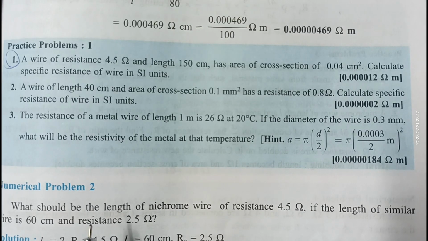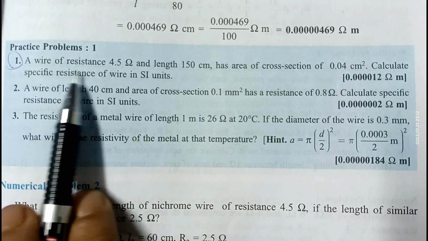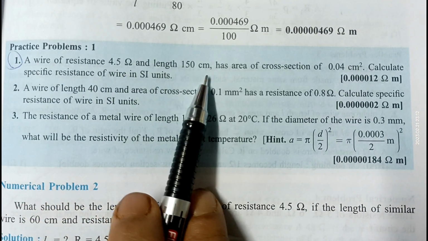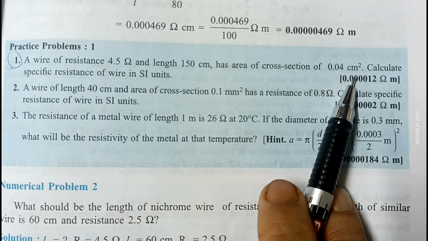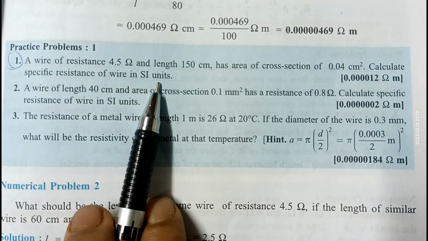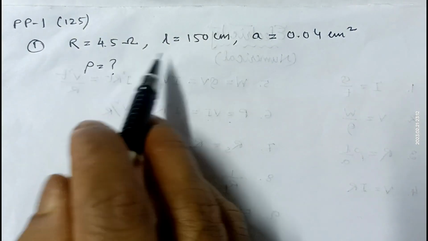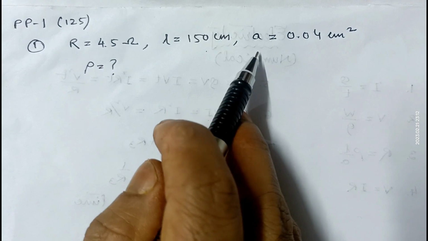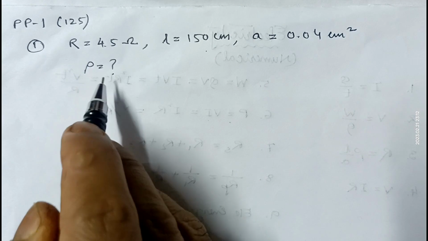On page number 125, in practice problem 1, the first question is: a wire of resistance 4.5 ohm and length 150 centimeter has an area of cross section of 0.04 centimeter square. Calculate the specific resistance of the wire in SI units. Here resistance is 4.5 ohm, length of the conductor is 150 centimeter, area of cross section is 0.04 centimeter square, and we have to find the specific resistance.